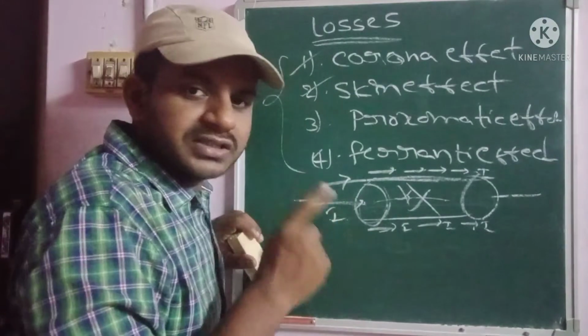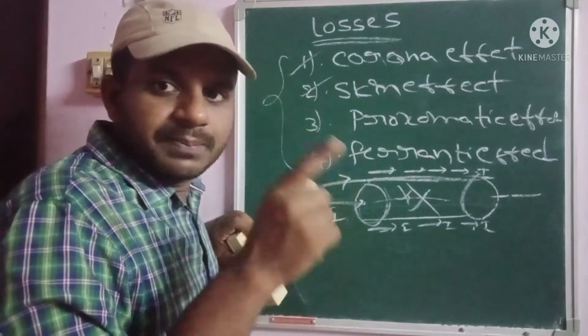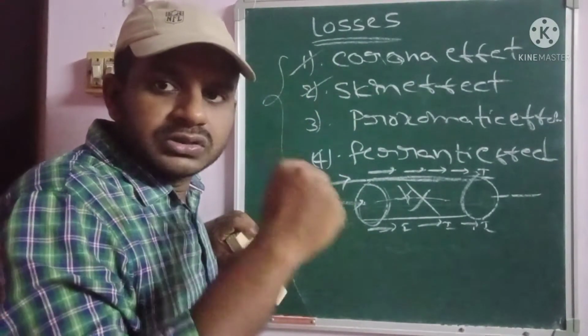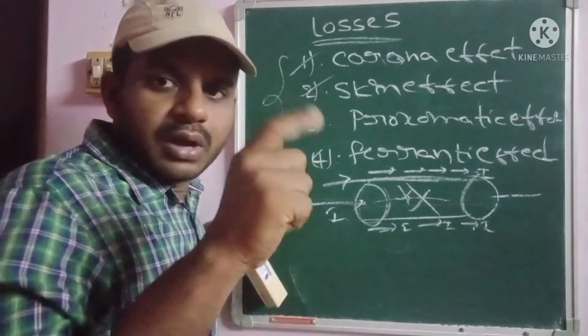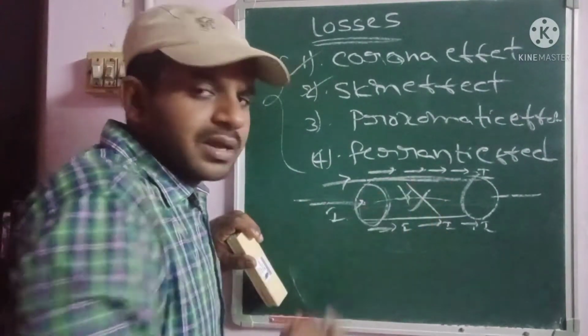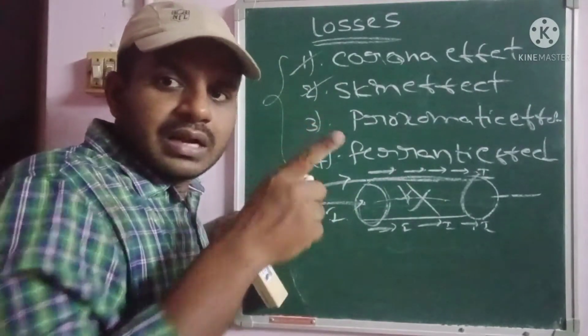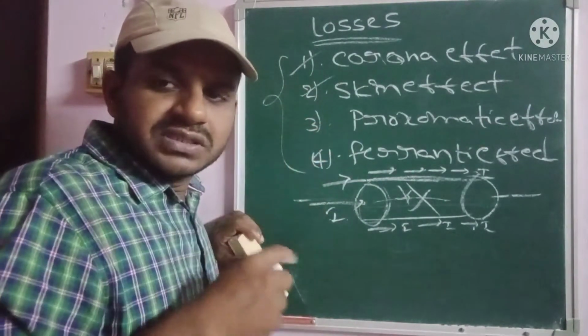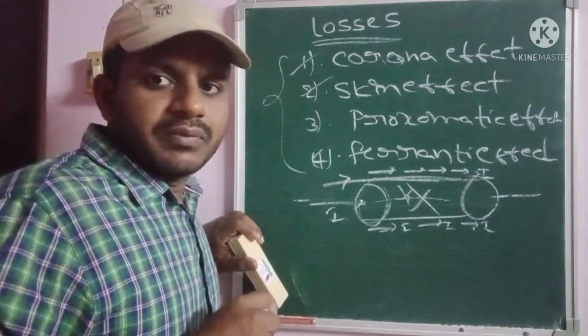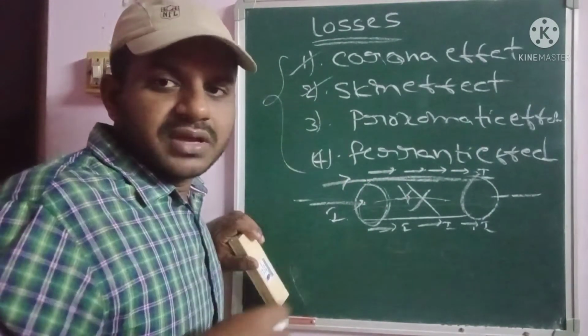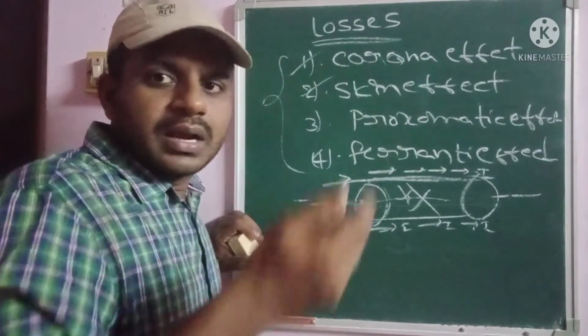Okay, so if we want to transmit power at that instant, we have to use a proper, good conductor material. So let us consider a good material for power transmission. ACSR conductor is a good conductor when compared to all the different types of AAAC conductors, aluminum conductors, and all those conductors.